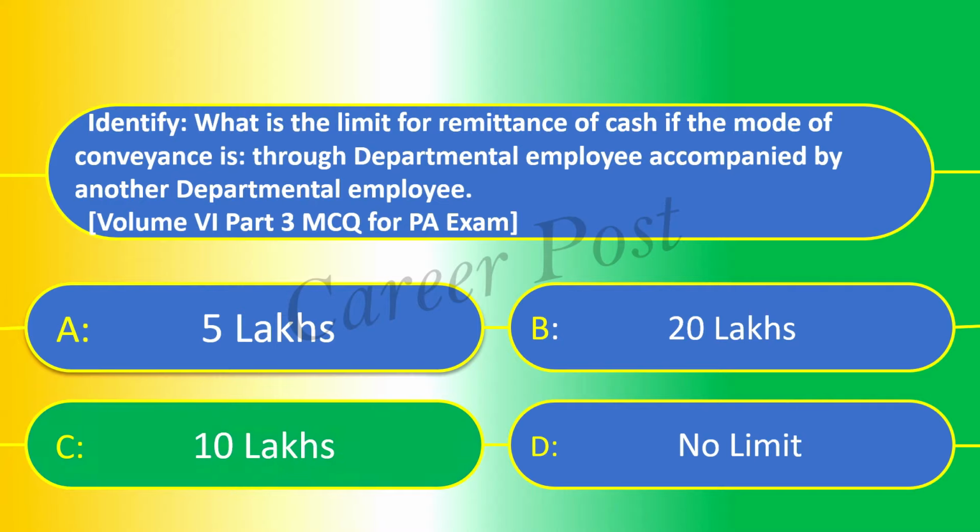The answer is 10 lakhs. See, for a single departmental employee it is 5 lakhs, double it is 10 lakhs. Because it is already told that it is through a departmental employee accompanied by, accompanied means he is also coming with another departmental employee.